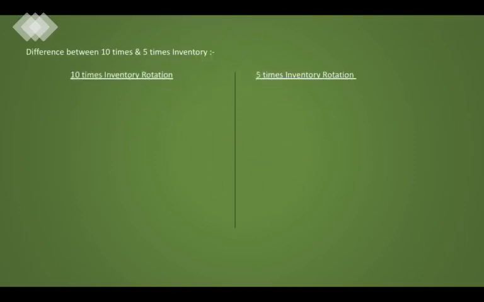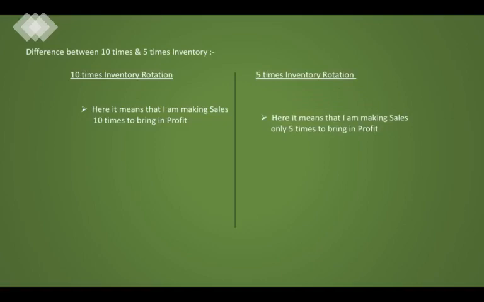So when we are seeing the ratio of 10 times inventory, it means that we are making the sales 10 times to bring in profit. Meaning, 10 times we are rotating the inventory and making sales from it, due to which we are increasing more on the profit. As you can see here, it means that I am making the sales 10 times to bring in profit. However, on the right side wherein we have got the ratio as 5 times only, it signifies that I am making the sales only 5 times to bring in profit.